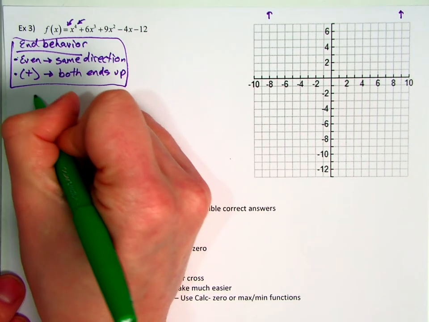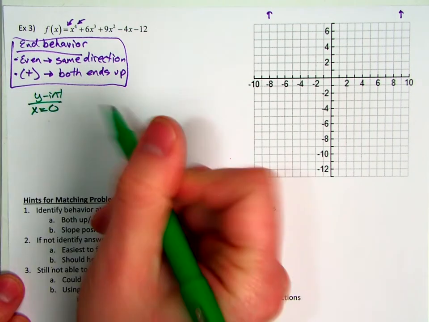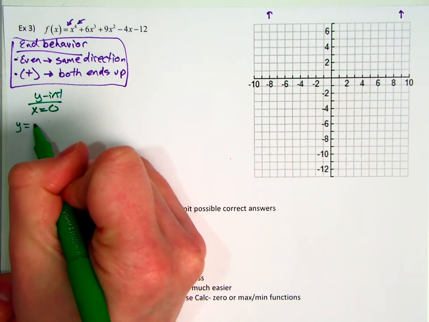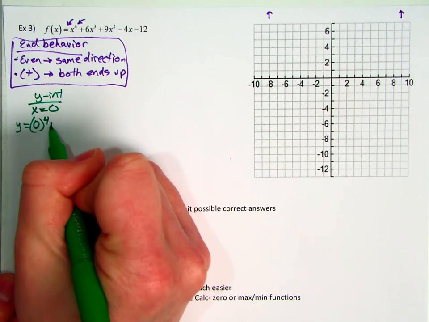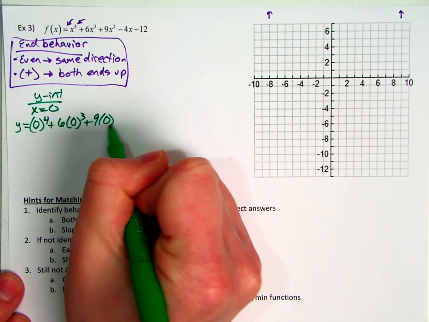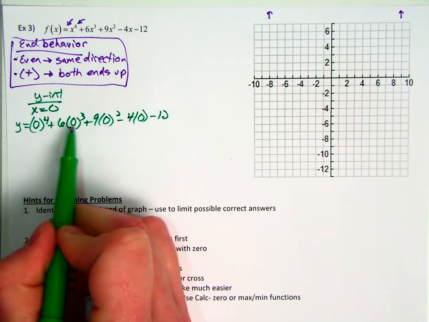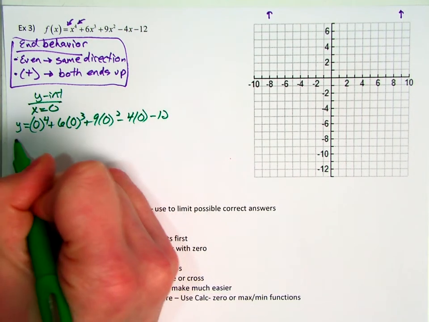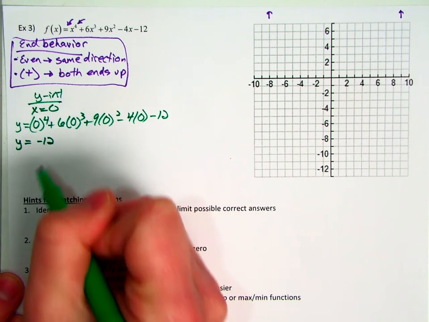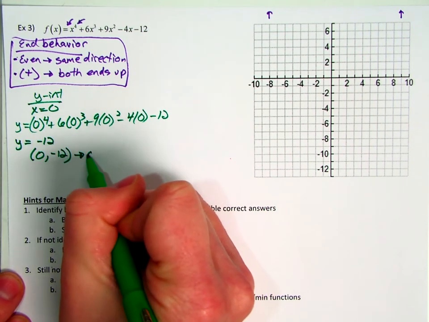So my y-intercept, remember, that means that my x equals 0. So that'd be y equals 0 to the 4th plus 6 times 0 to the 3rd plus 9 times 0 squared minus 4 times 0 minus 12. Well, again, these will all zero out, but I'll be left with that negative 12. So y equals negative 12. So my point is (0, -12). And it crosses.